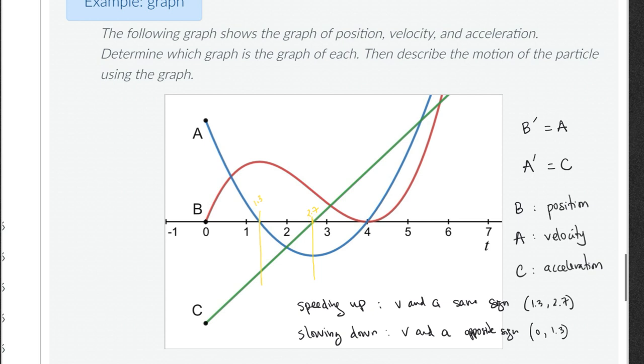From 2.7 to 4, it looks like the acceleration is positive, but the velocity is negative. And so we would say that the particle is slowing down on the interval 2.7 to 4. And then after 4, the acceleration and the velocity have the same sign, so the particle is speeding up from 4 to infinity.